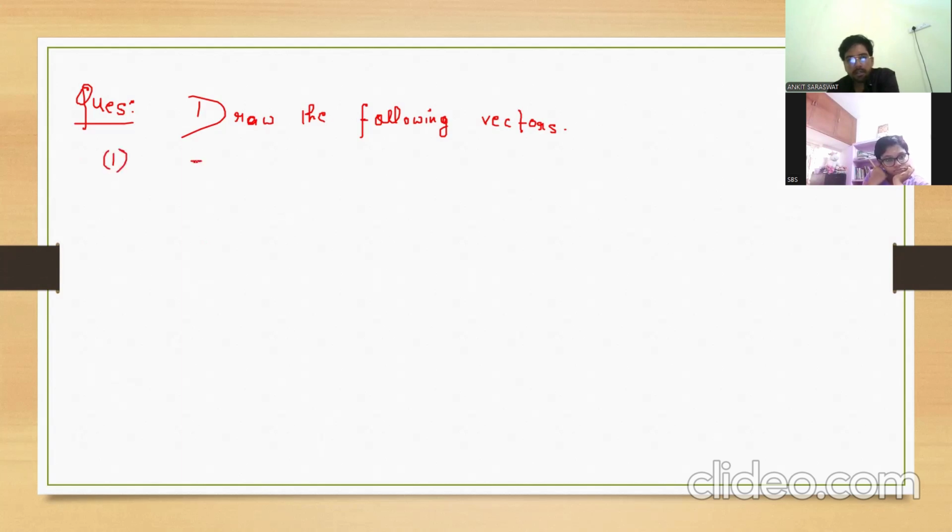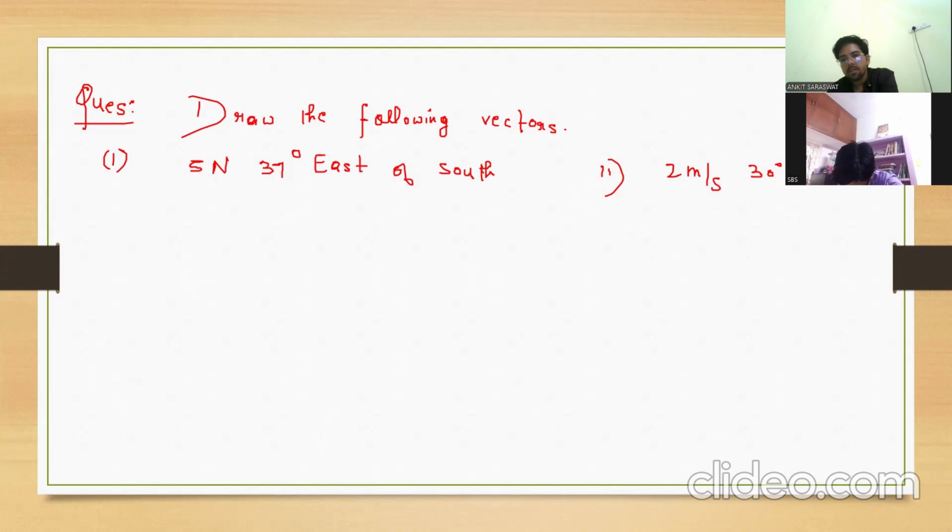Five Newton, 37 degree. Draw this: east of north, east of south. In your notebook, draw. Second question: 2 meter per second, 30 degree west of south, west of north. Okay, draw this.